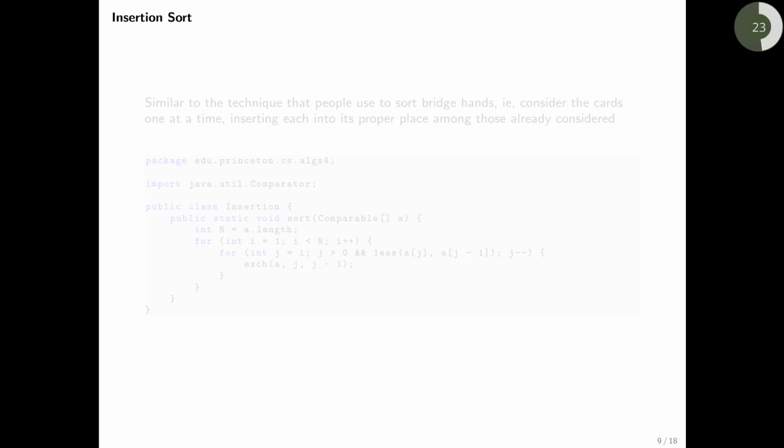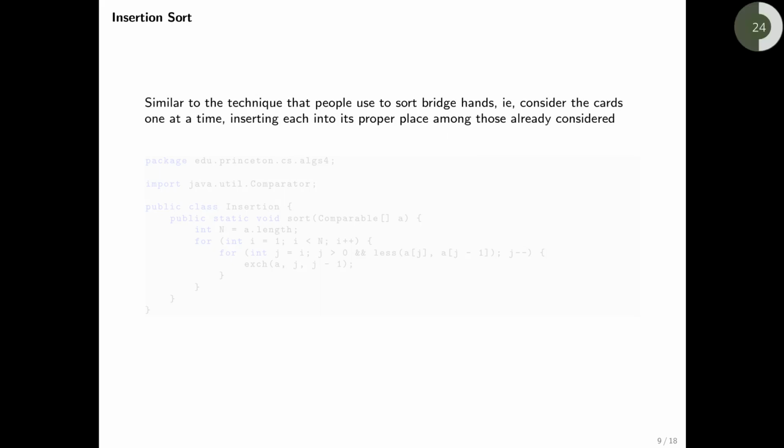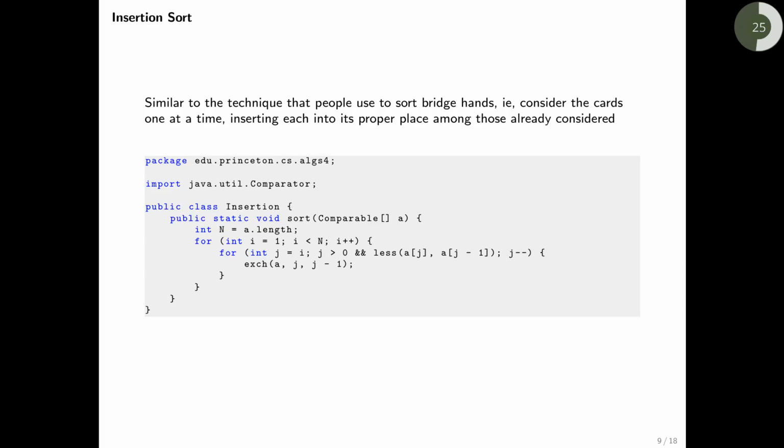Our next sorting algorithm is called insertion sort. And here the idea that we use is similar to the technique that people use to sort bridge hands, right? So you consider the cards one at a time, and you insert each card into its proper place among those that are already considered. Okay, that's how you typically sort a bunch of cards in your hand, and that's the idea that we use to implement insertion sort. And here is the code for that.